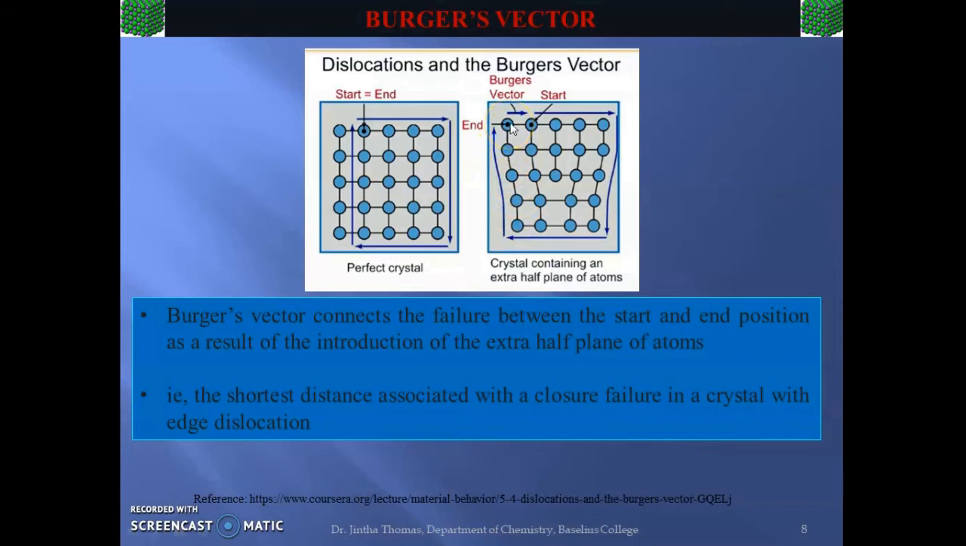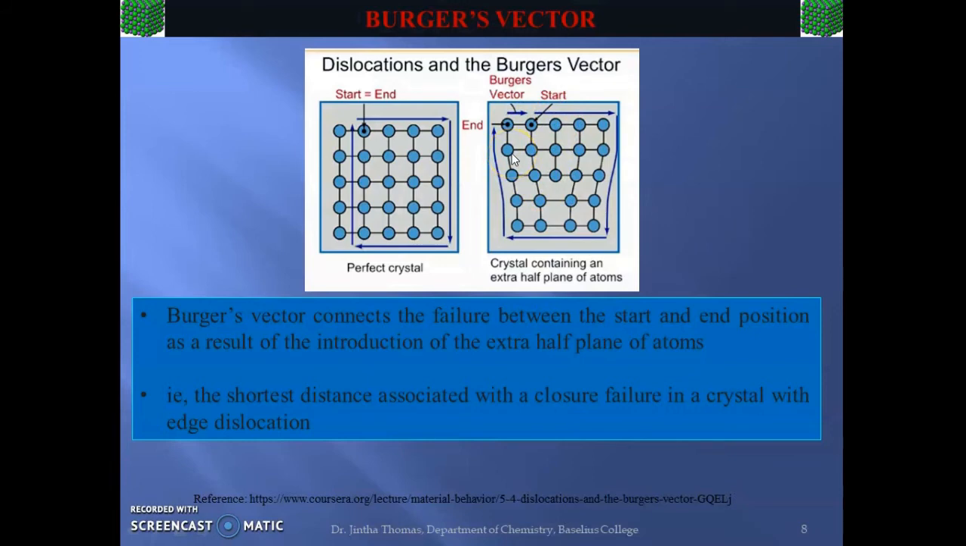And look, we are here. We haven't reached the starting point. This gap between the starting and ending point can be filled by the Burgers vector. That is, the Burgers vector connects the failure between the start and end positions as a result of the introduction of the extra half plane of atoms.